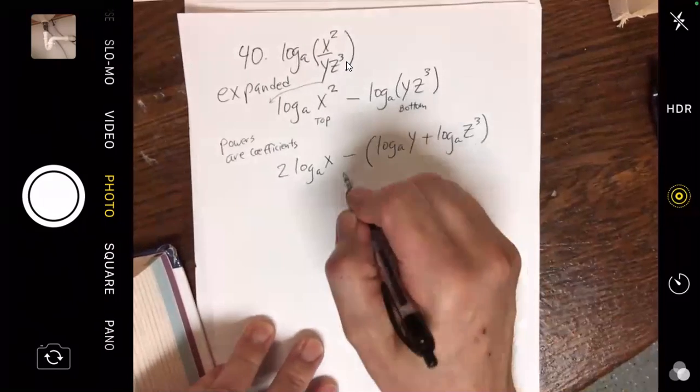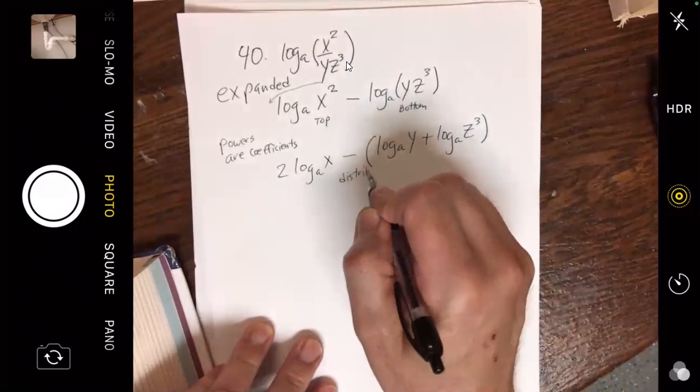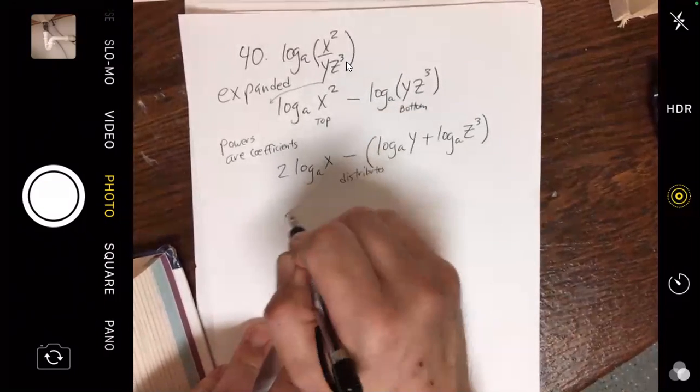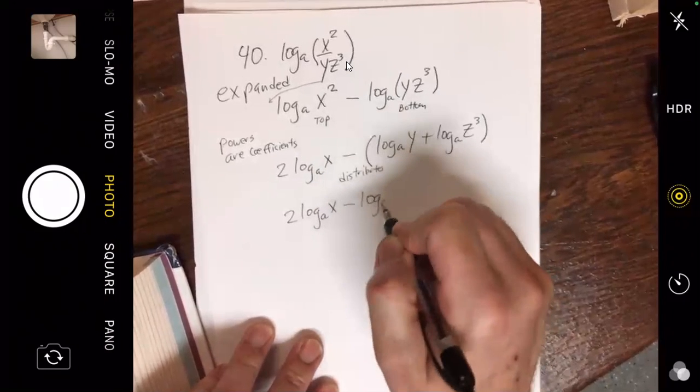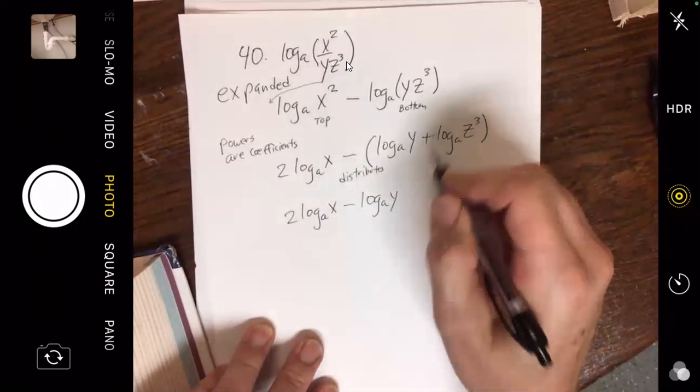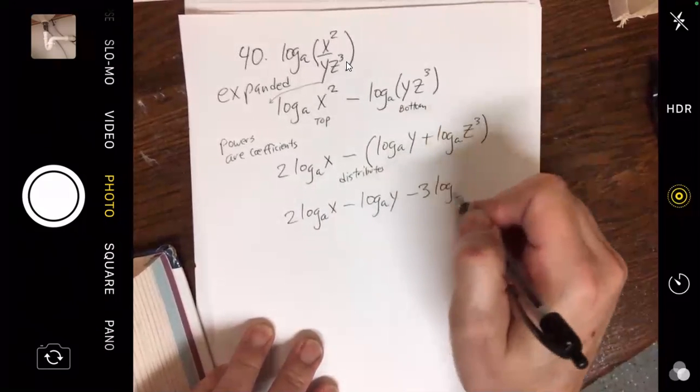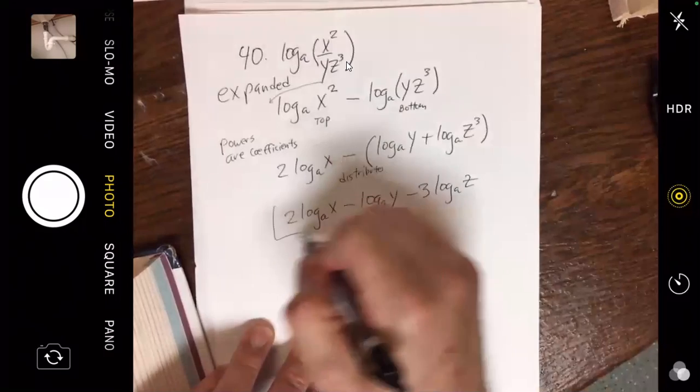Well, then this distributes. 2 log base A of x minus log base A of y, and I'll put the 3 to the front, minus 3 log base A of z.